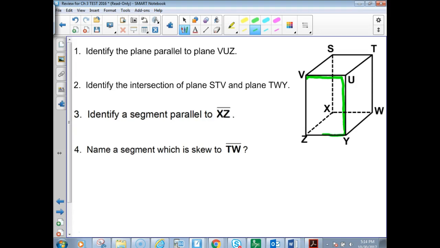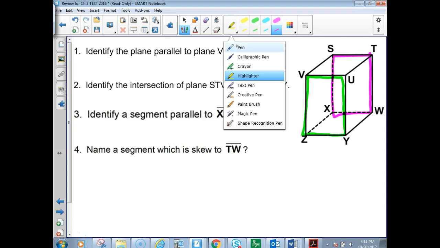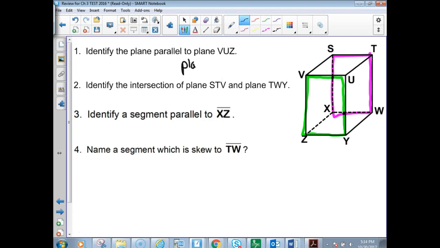This is the front of this box. Okay, the plane parallel to it would be a plane that doesn't touch it. And the only one that wouldn't intersect with it would be the back of the box. So the answer to this one is plane STW, or just use 3 letters to name it. I'll just say plane STW. It could be STX, it could be SXW, any 3 letters that are on that plane.